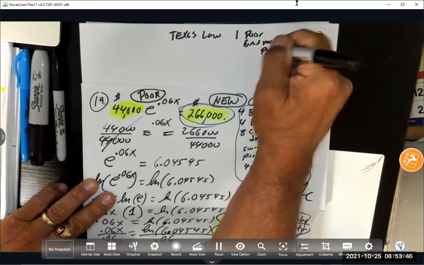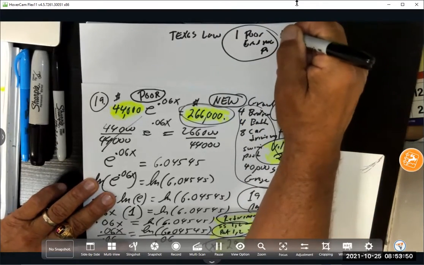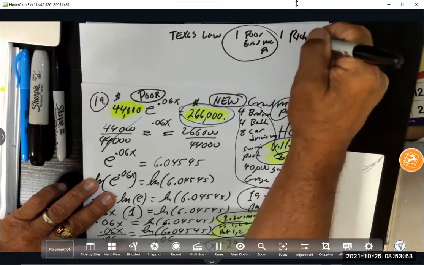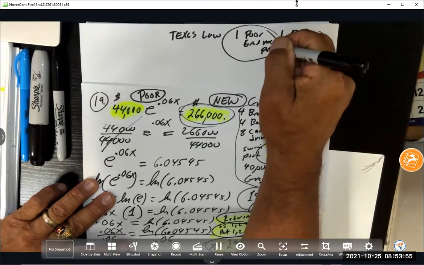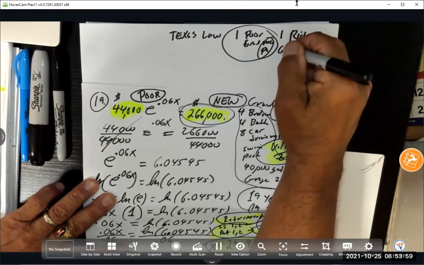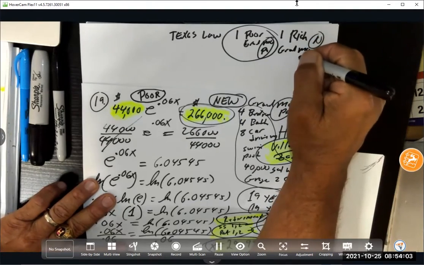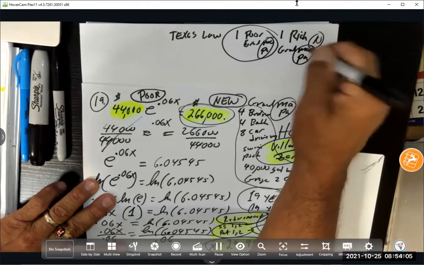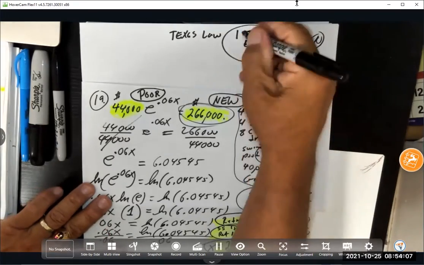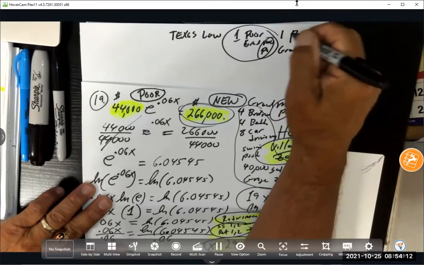And always in Texas, you have to also have one rich grandma. One pair of what? Poor grandma and grandpa, and you have to have one rich grandma and grandpa. Okay, does that make sense? You can't have two poor ones. That's not allowed in Texas. You can have one pair of poor grandma and grandpa, and the rich ones too.